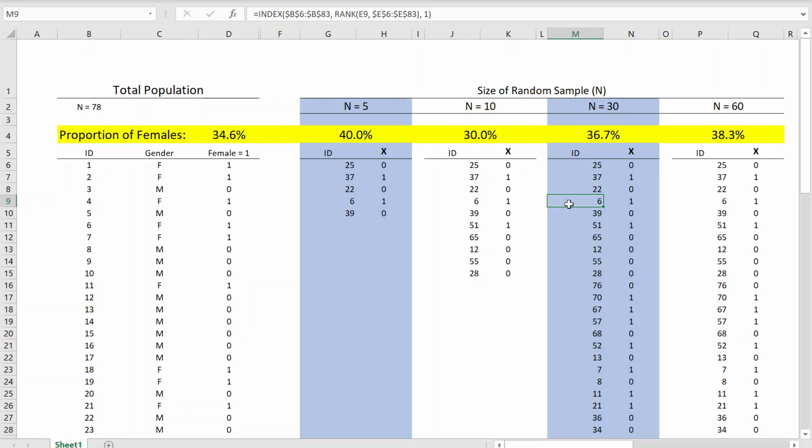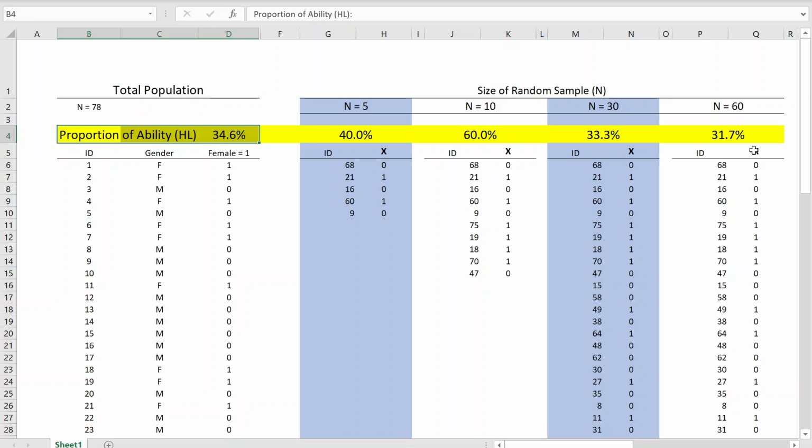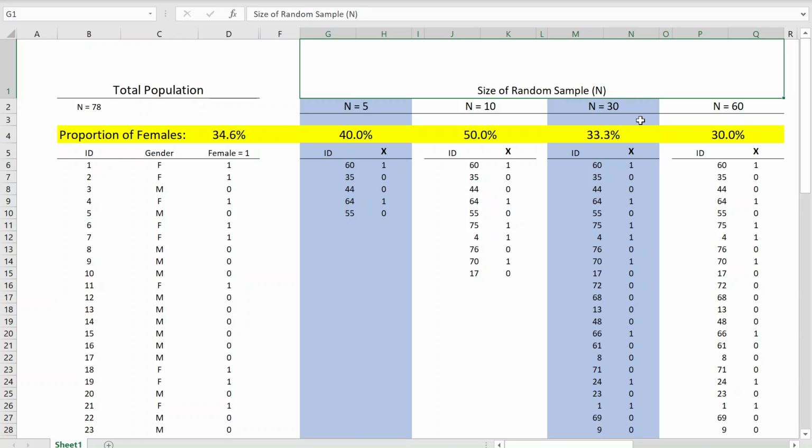And like I showed in the last video, the beauty of this is that it's not only true for, say, the proportion of females. Let's suppose this was a proportion of ability, high or low, and 34% of the people had a high ability and the rest had a low ability. Even for unobservable characteristics, as the sample size increases, it's going to approach the underlying population. That's true of observable and unobservable characteristics, and that's why random sampling is the gold standard when it comes to looking at causal effects.